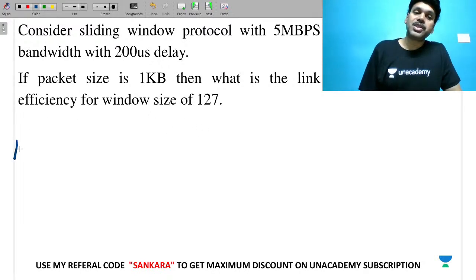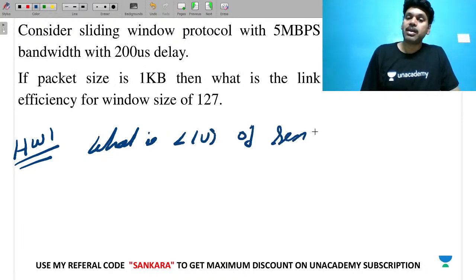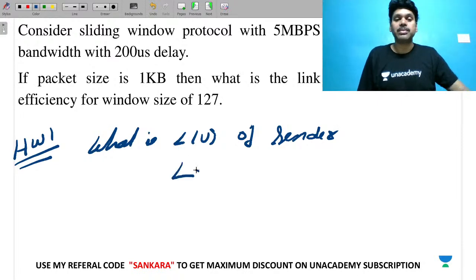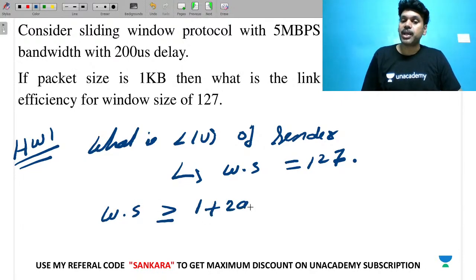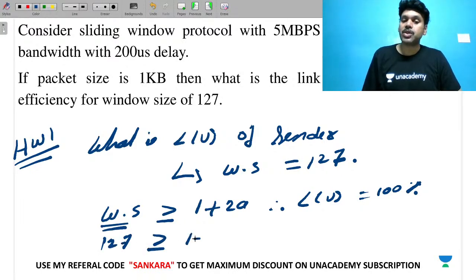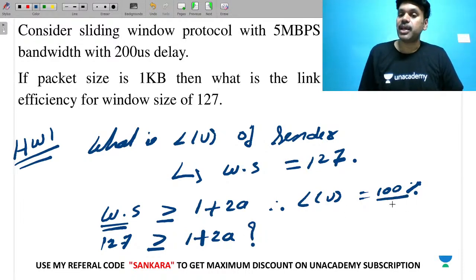This is your homework task. What is the efficiency of the sender? What is the link efficiency of the sender when you are sending with a window size equal to 127? There is a rule. What is that? If the window size is greater than or equal to 1 plus 2a, then your efficiency is 100%. You need not calculate. So first check this. Is your window size 127 greater than or equal to 1 plus 2a or not? A is nothing but TP by TT. If yes, it is 100%.